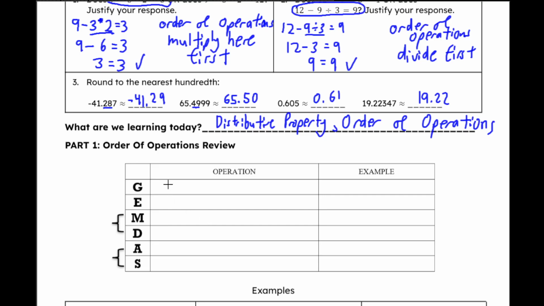So the G stands for groupings. If you see parentheses, square brackets, or in rare cases, curly brackets, these are all the first thing you do. E stands for exponents. So anytime you see a little number raised in the top right corner, that is an exponent. You would always do that second after groupings. The next are multiplication and division.